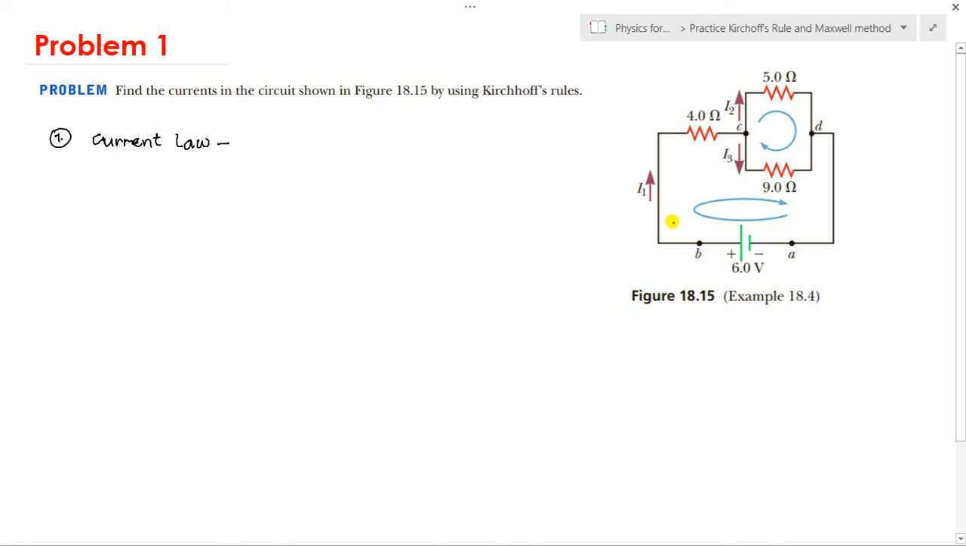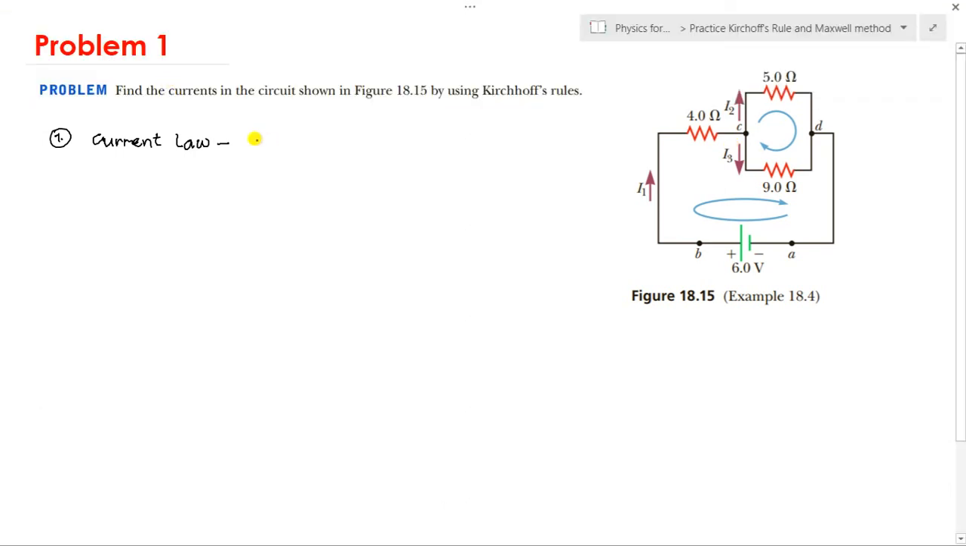Here, it's obvious that I1 goes through the 4 ohm resistor and splits. At node C, we see that I1 enters and splits: I2 goes toward the 5 ohm resistor and I3 goes toward the 9 ohm resistor. Then I2 and I3 meet again at node D, and I1 goes back into the battery, then repeats itself. So the most efficient node we can choose is node C.